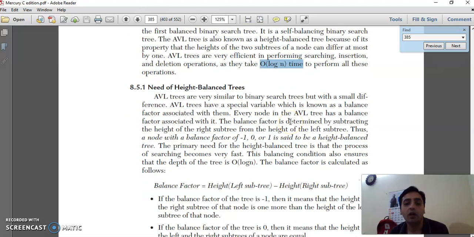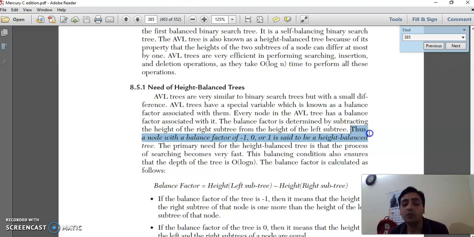Okay, and height balanced tree means basically the left side and right side cannot be skewed. So nodes cannot be added on one side, either on the left side or right side, without keeping track of whether the other side is also growing or not. So this we will discuss with the help of an example soon.